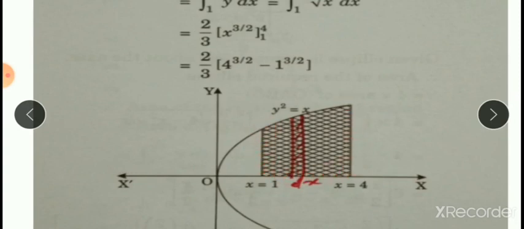Why is this the required area? According to question, find the area in the first quadrant covered by y² = x. This is the graph y² = x. This is line x = 1, line x = 4, and x-axis is situated in first quadrant. This is first quadrant. Therefore, this is our required area. This is the important point. We have to first see what is our required area and what are the limits.